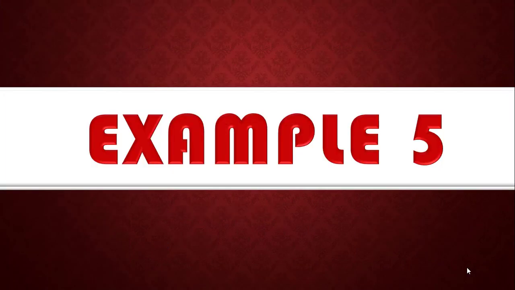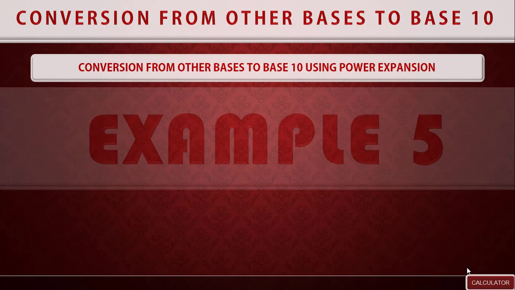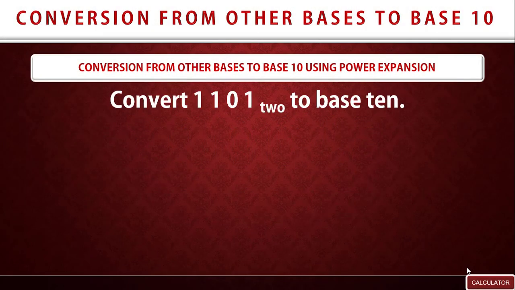Okay, let me also show you example 5. We are asked to convert 1101 in base 2 to base 10. The first thing you need to do is to write down the number, and then we're going to make use of power expansion to solve this problem. Okay, from our power expansion, what is the last digit here? The last digit is this 1 here. So that means we're going to start our power from it.